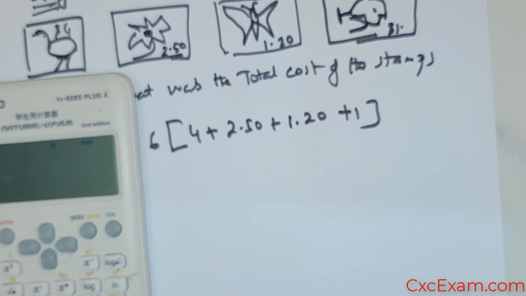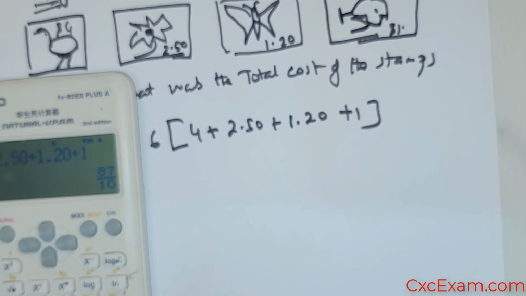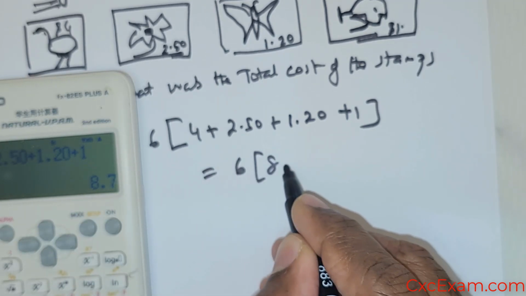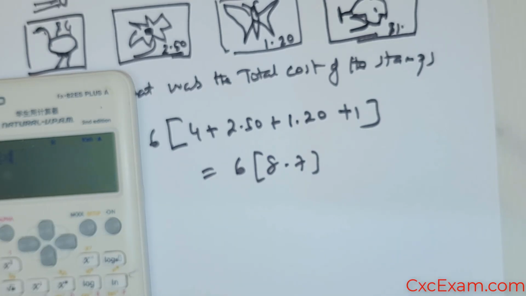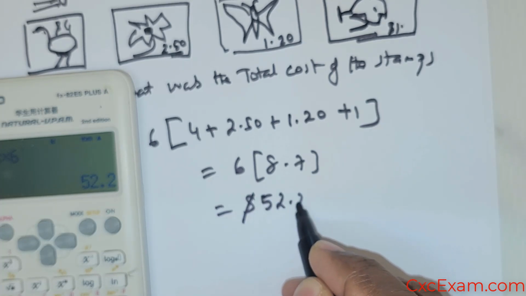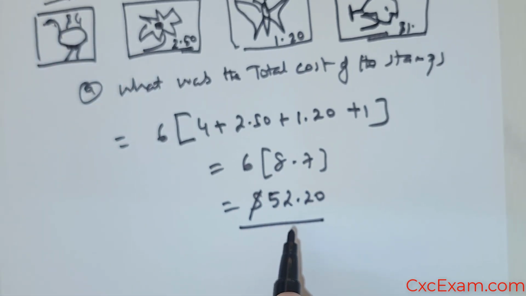So you have 4 added with 2.50 added with 1.20 added with 1, and that is giving you a value of 8.70. So next step will be 6 of 8.70, so it's better to write that this multiplied with 6, and that gives you $52 and 20 cents. So this is the total value that she is actually paying, right? Fair enough.